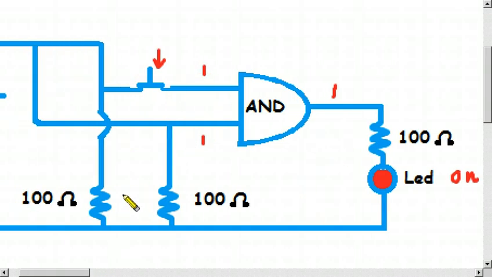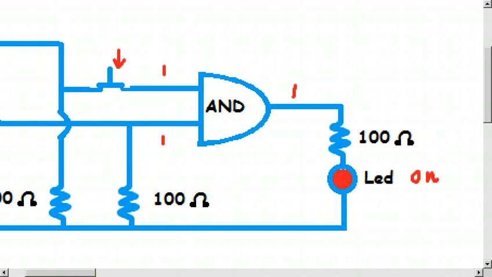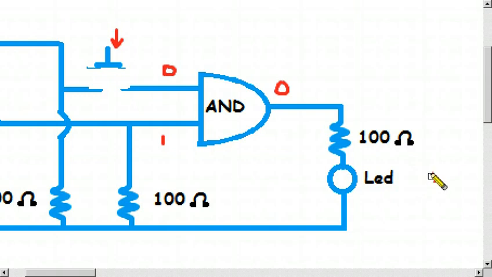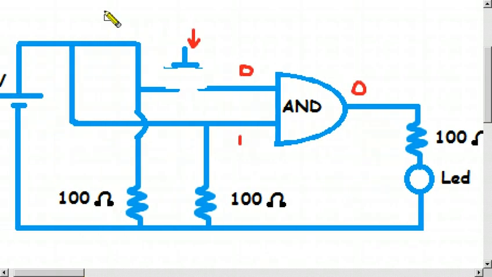But if we return this switch back like this, what happens? This one goes to 0. The output will be 0. This one will be 0, this one also will be 0, and the LED will be off.